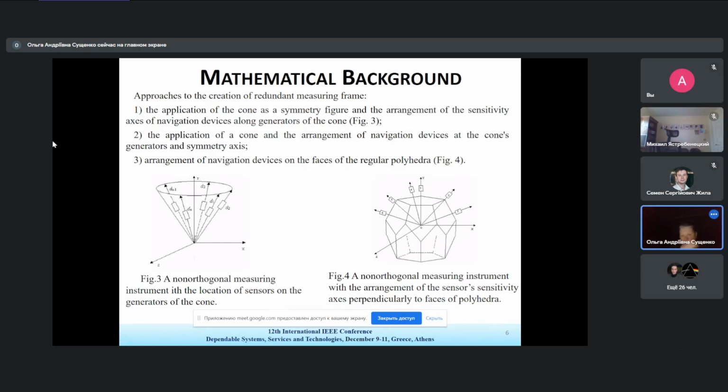There are some approaches to the location of these non-orthogonal axes of separate sensors. One: the application of the cone as a symmetry figure and the arrangement of the sensitivity axes of navigation devices along generators of the cone. Two: the application of a cone and arrangement of navigation devices at the cone's generators and symmetry axis. And the third approach: arrangement of navigation devices on the facets of regular polyhedra.